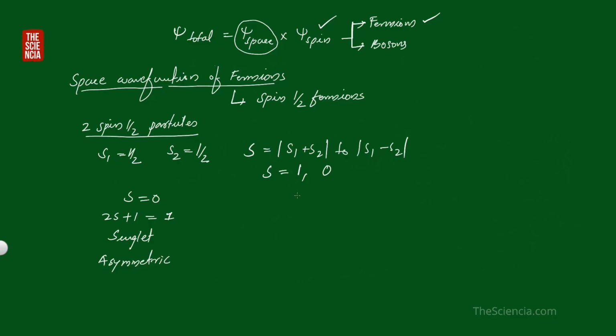And there is the other combination, that is S equal to 1. For S equal to 1, the multiplicity 2S plus 1 is 3. So corresponding to S equal to 1 there are 3 states. So this is the triplet state, and the states are symmetric states. This is very important information.